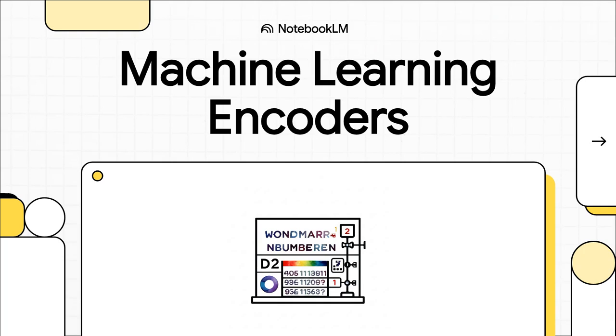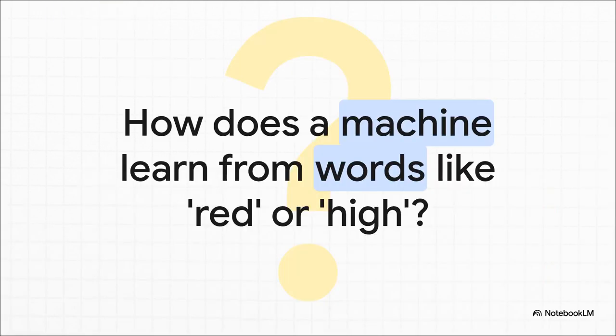Have you ever stopped to think about how a computer actually learns? I mean, really think about it. How does a machine understand something as human as language? How does it know that sci-fi and romance are two different movie genres? It all comes down to solving one massive, fundamental problem. And that problem is this.